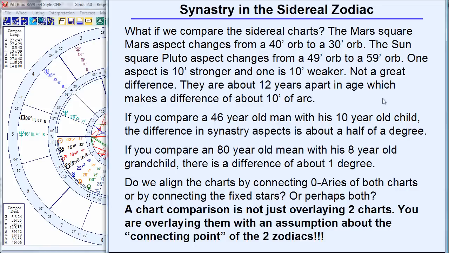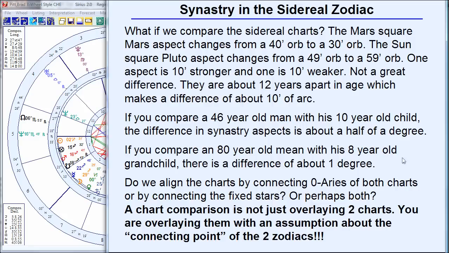Whenever you compare two people that are 12 years apart in age, the aspects between the charts will change by 10 minutes if you do it in the sidereal zodiac instead of the tropical zodiac. And the further apart the people are in age, the bigger the difference. So if two people are 36 years apart, like a 46-year-old man and his 10-year-old child, the orbs will change by half a degree. And if two people are 72 years apart, such as an 80-year-old man and an 8-year-old child, the aspects will change by 1 degree. Now that's starting to get more significant.